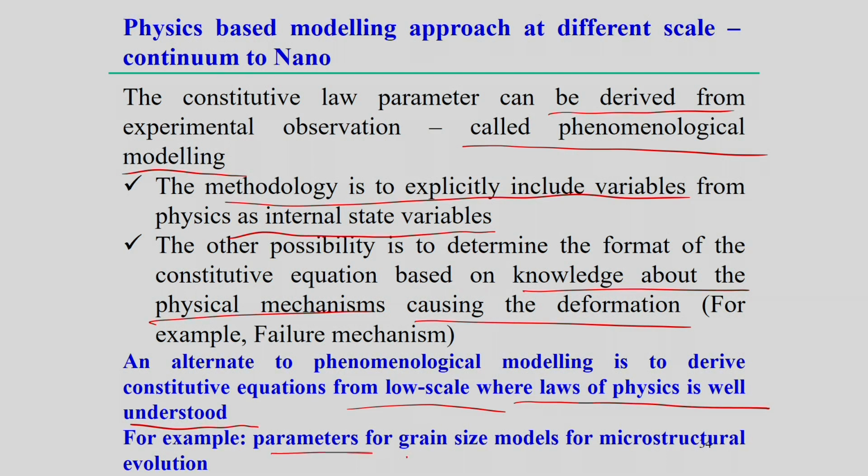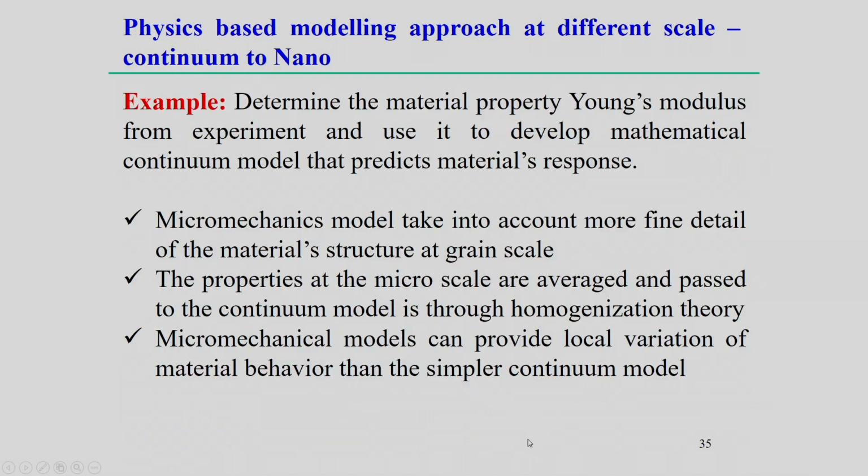For example, parameters for the grain size methods. So, therefore, for the grain size method, we look into the microstructural evolution, and we can evaluate what the parameters are that are actually responsible to predict the grain size. That is one example, just by looking at deciding the parameters at the lower scale. Now we can give another example.